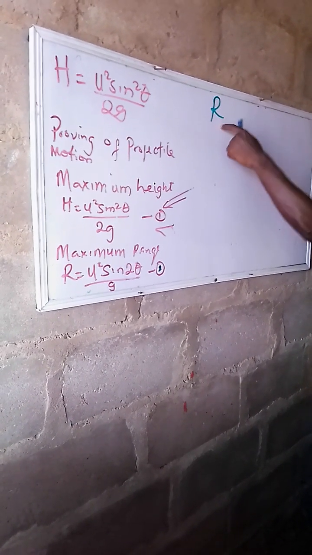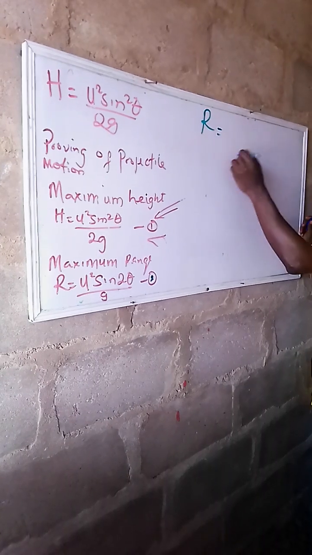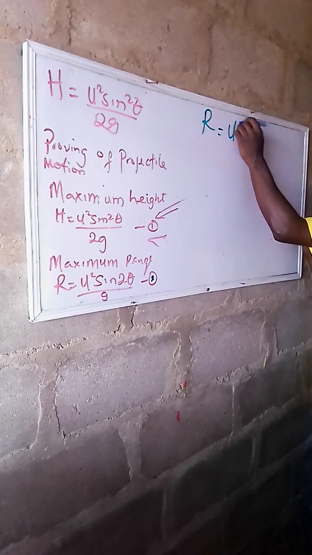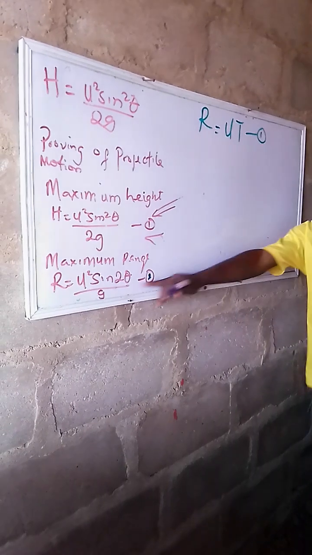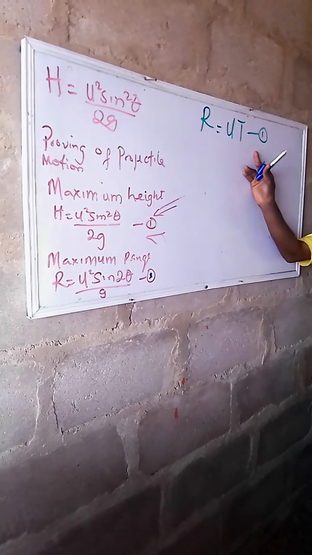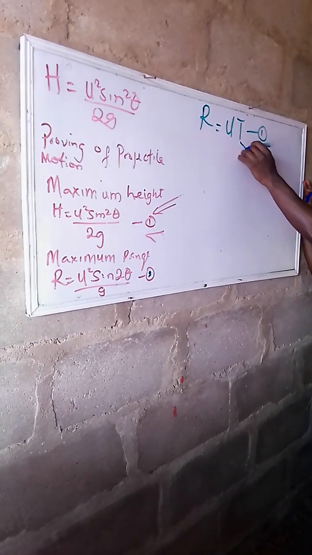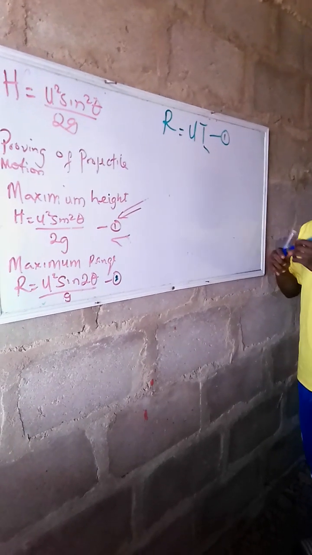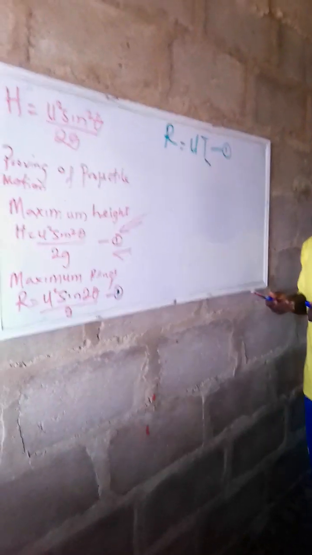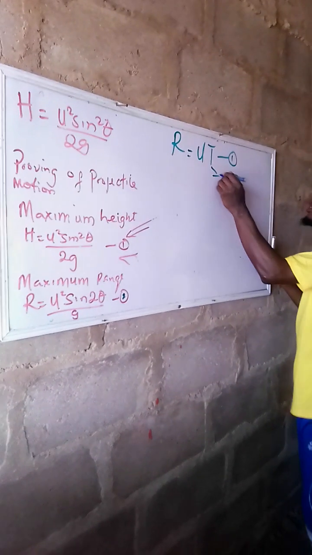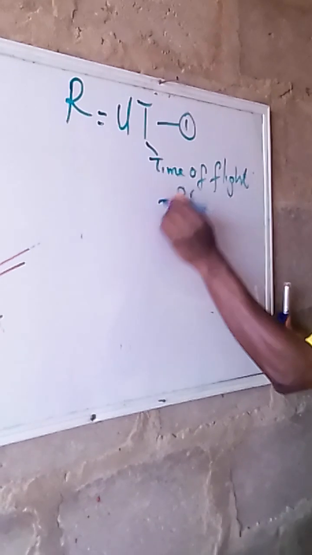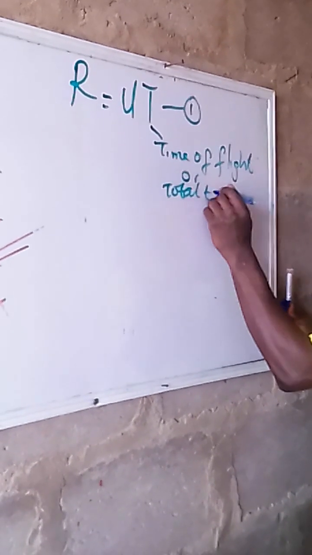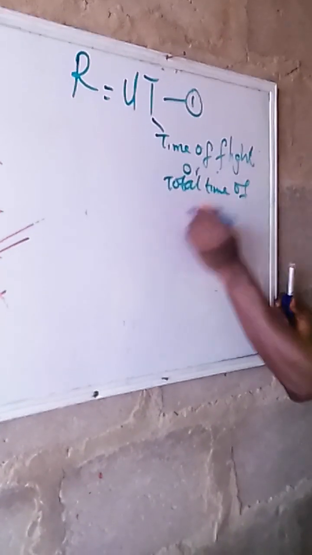Maximum range is denoted as R, which will be U times T. This is the formula you use, the first step to do. When you are asked to prove something like this, the first step is this. Where T, always know that T is the time of flight. We also call this the total time of flight.